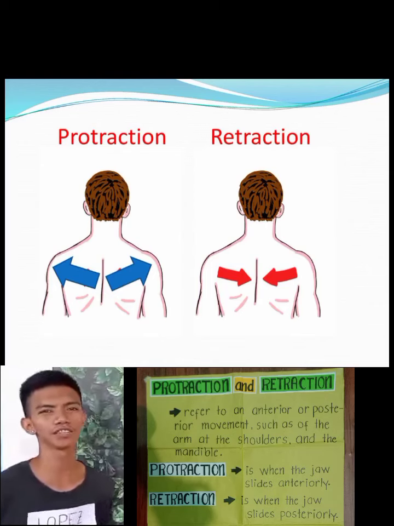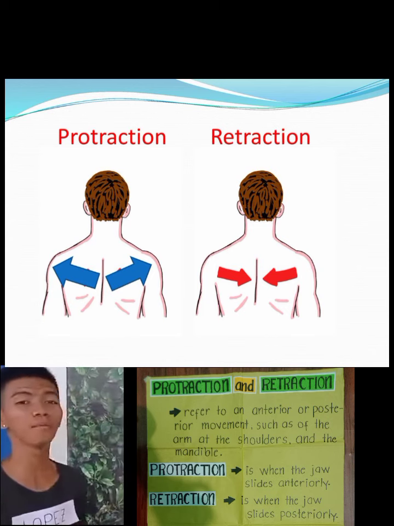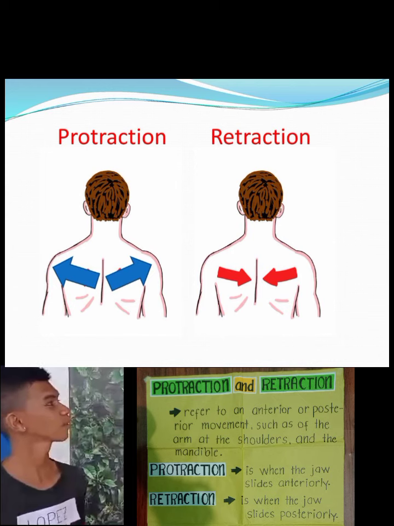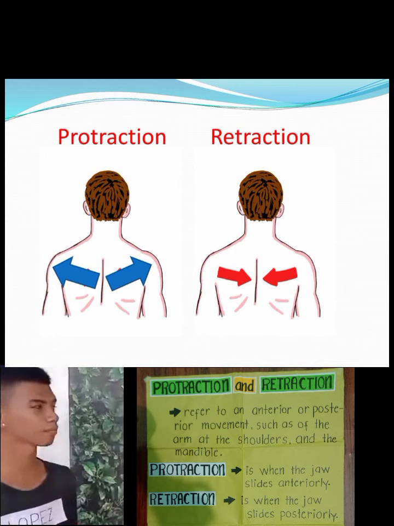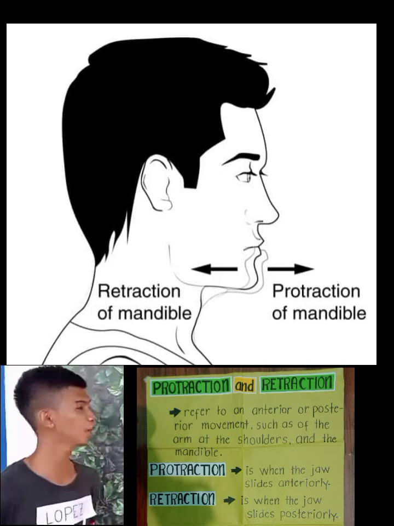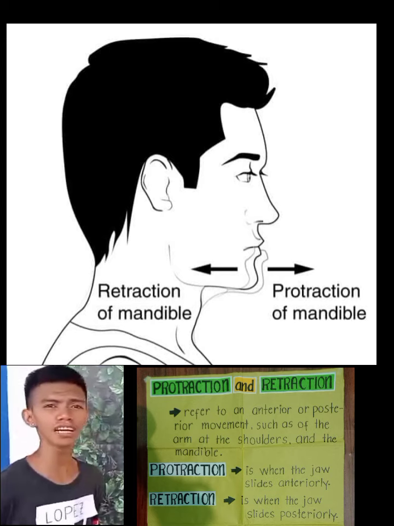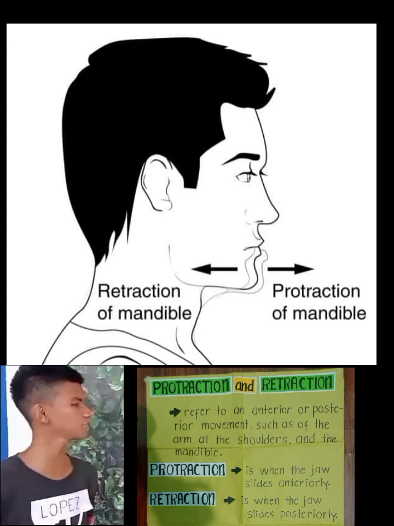Protraction and retraction. It refers to an anterior or posterior movement such as of the arm at the shoulders and the mandible. Protraction is when the jaw slides anteriorly, and retraction is when the jaw slides posteriorly.